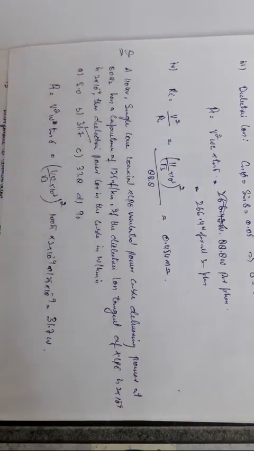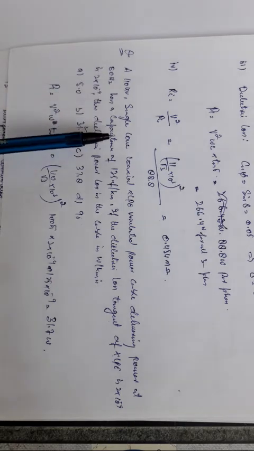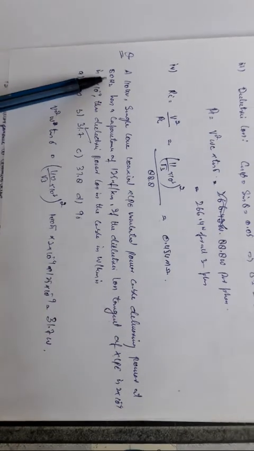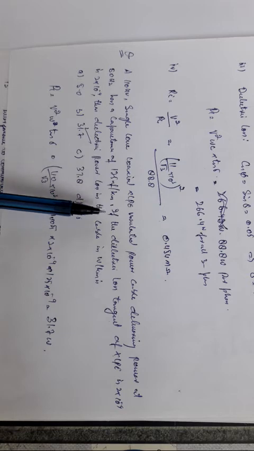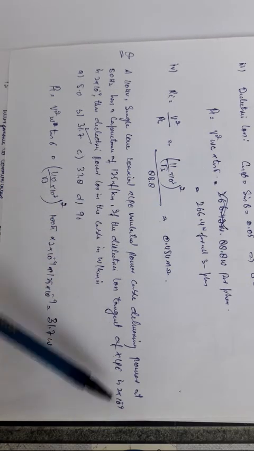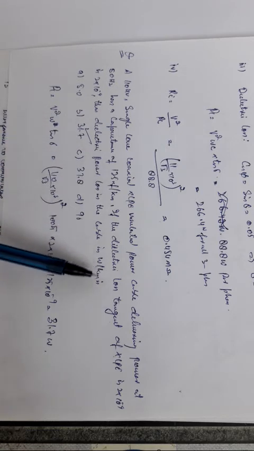One more. A 110 kV single core coaxial XLPE insulated power cable delivering power at 50 Hz has a capacitance of 125 nanofarad per kilometer. If the dielectric loss tangent of XLPE cable is 2 into 10 raised to power minus 4, then the dielectric power loss in the cable in watt per kilometer is.